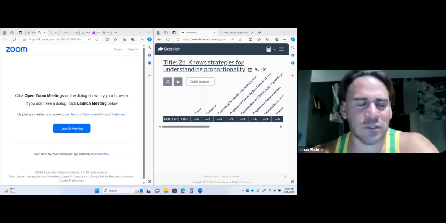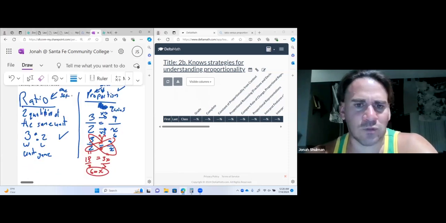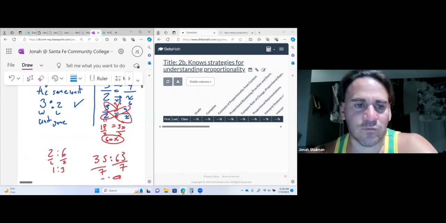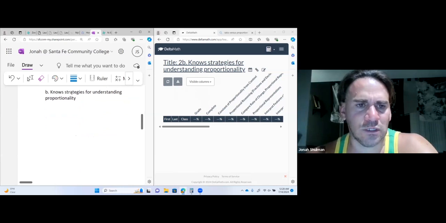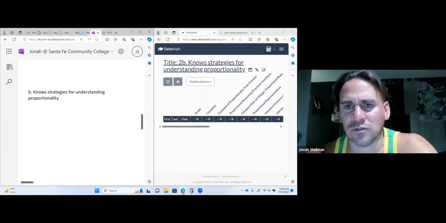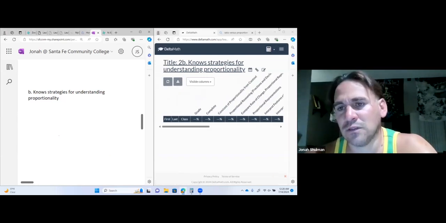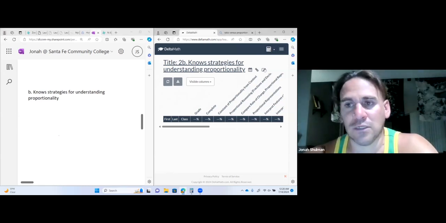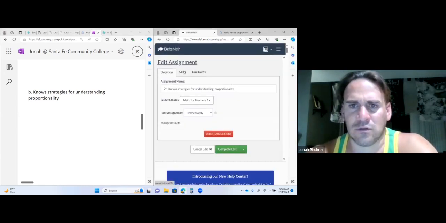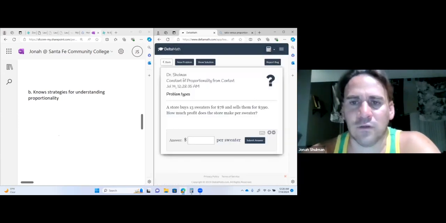So I'm going to share my screen. We're going to just jump right into it. This is 2B, and I just did the problems all to the right. I think I'm going to do it that way moving forward, I think it works better. So here's 2B, strategies for understanding proportionality. Here's your Delta Math. Here are the ones we're going to cover. I know it's not a ton, but these are all the ways that Delta shows to do it. Here are the skills, and let's start with the first one.